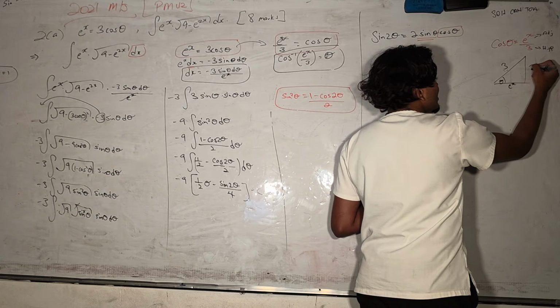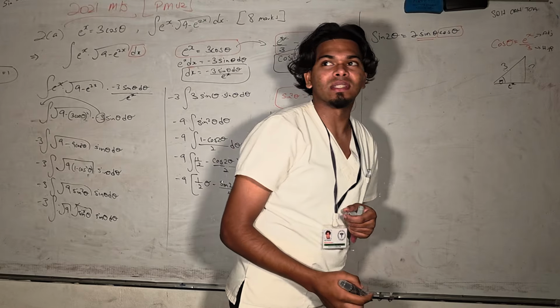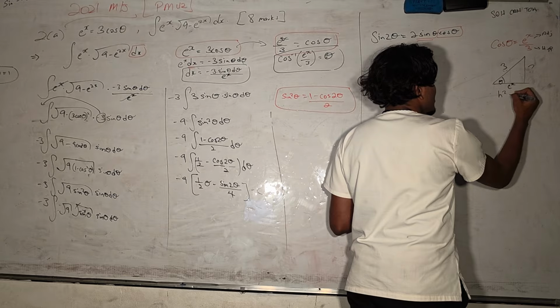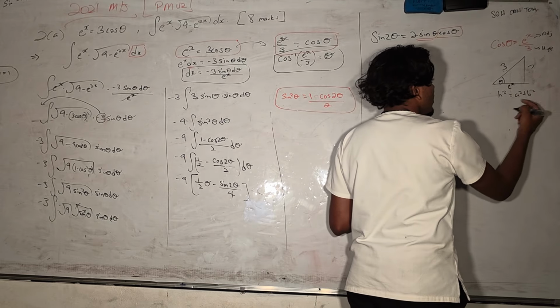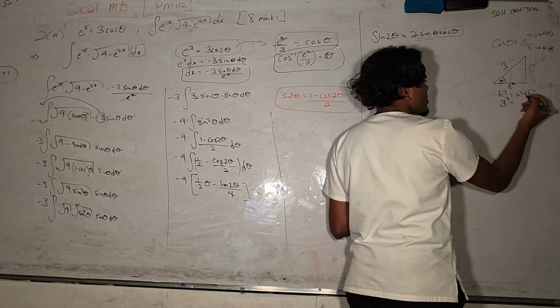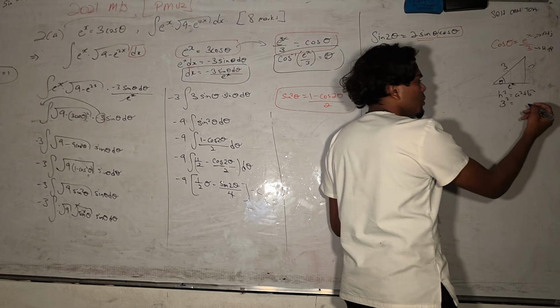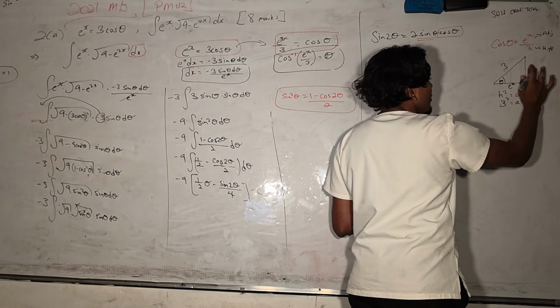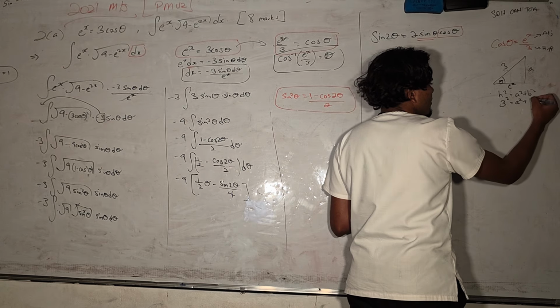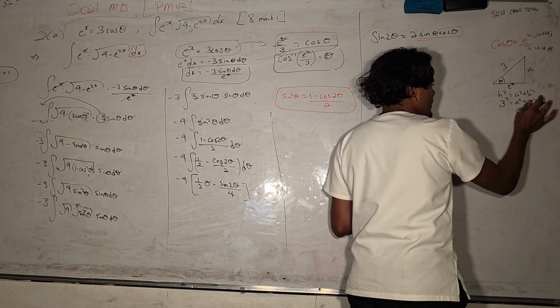Make sense? So we have to find this piece here. How do we find this piece? Pythagoras theorem. What's Pythagoras theorem? h square is equal to a square plus b square. What's h? 3 square is equal to a square, which we want to find, plus b square. What's b square? E to the x square.